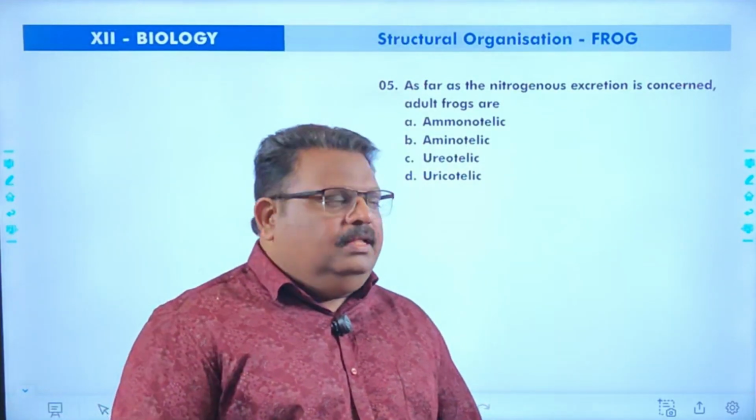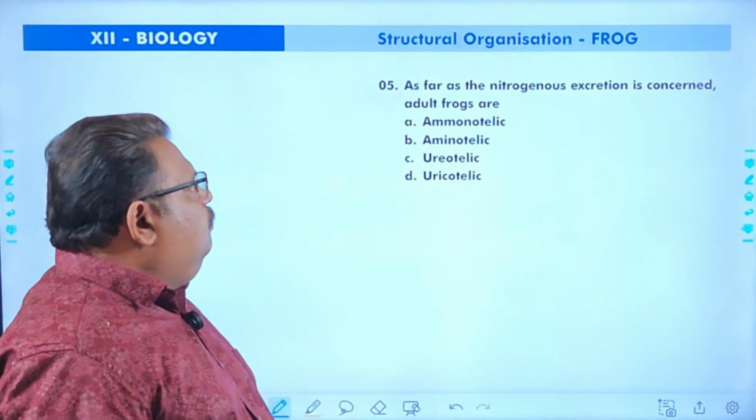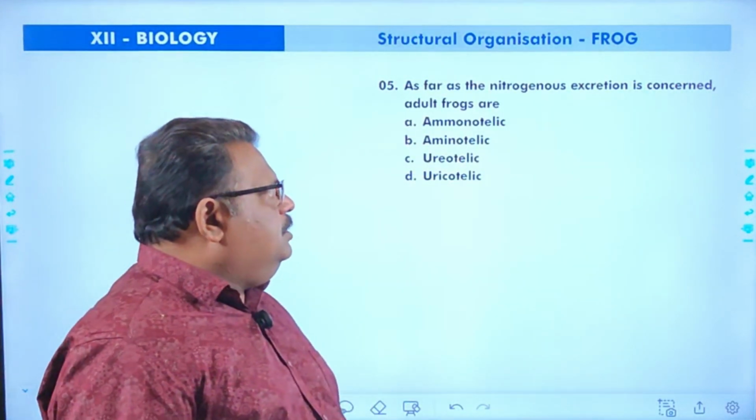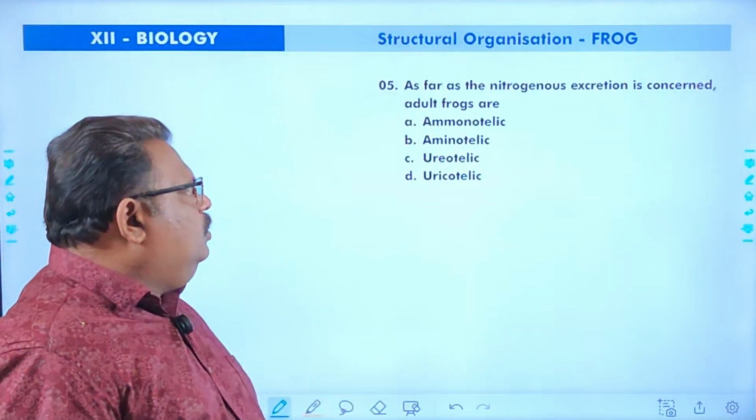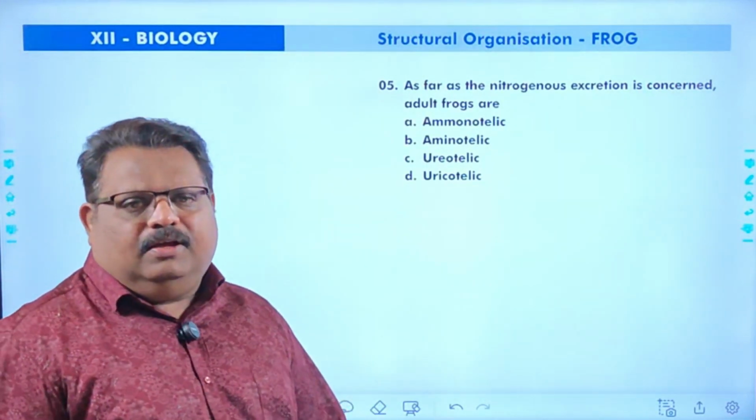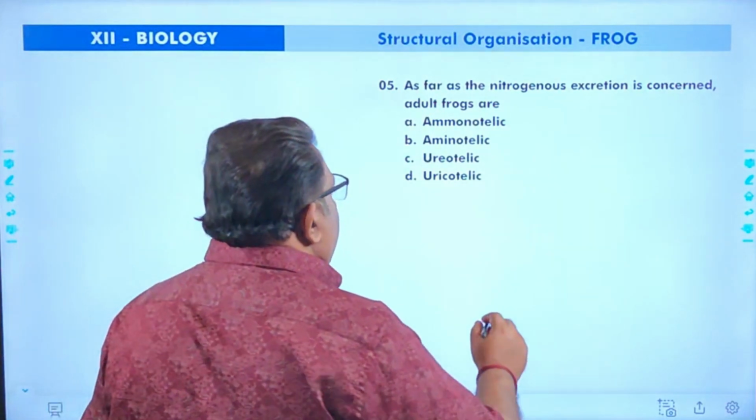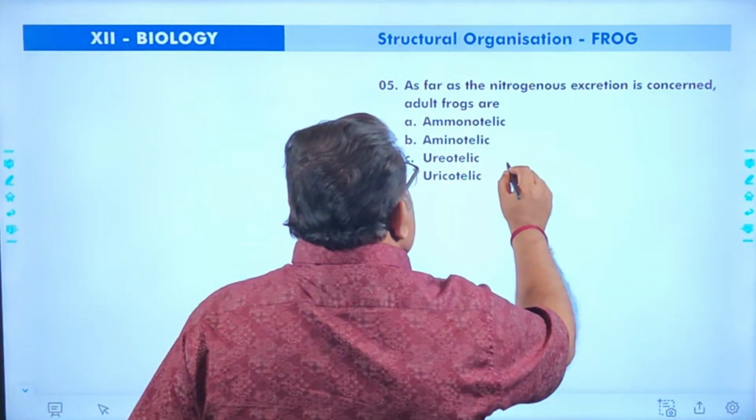The next question is regarding the excretory mechanism of frog. As far as nitrogenous excretion is concerned, adult frogs are considered to be ammonotelic, ureotelic, or uricotelic. So here they excrete urea.